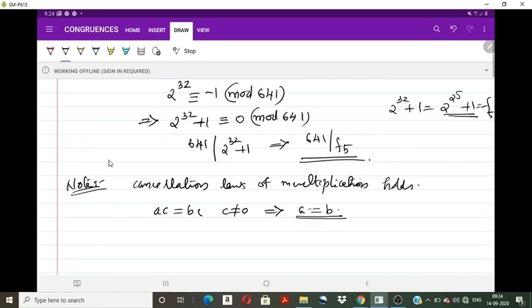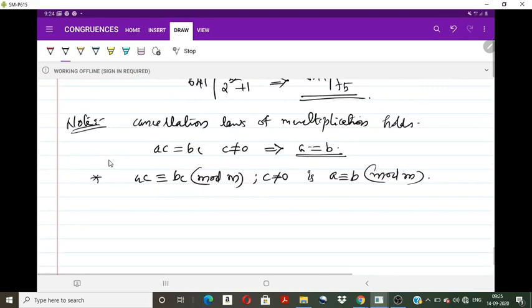Now we are searching for a similar congruence relation, if one is possible. That is, if AC is congruent to BC modulo M such that C is not equal to 0, is it possible to cancel C and write A congruent to B modulo M? The answer is no, it is not always possible, because we have a counterexample.